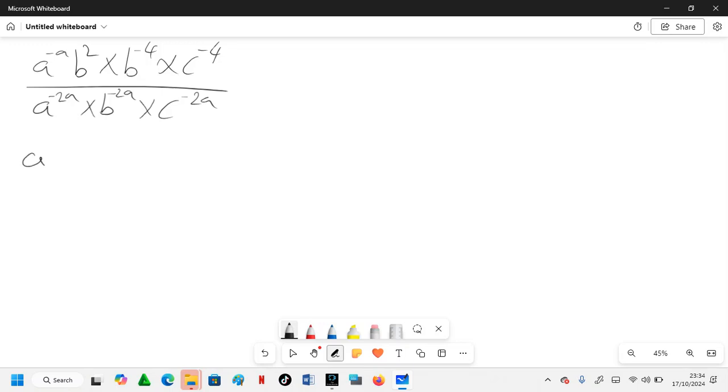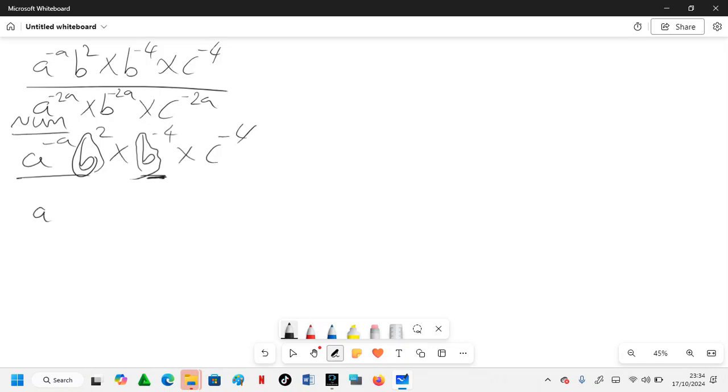The a power negative a, b power 2 times b power negative 4 times c power negative 4. We're starting with the numerator, and this one can be multiplied, right? Because this base and this base are the same. Okay, so that we have a power negative a, b power 2 and then plus negative 4. Right, because it's multiplication, we are adding the powers, remember, and then times c power negative 4.